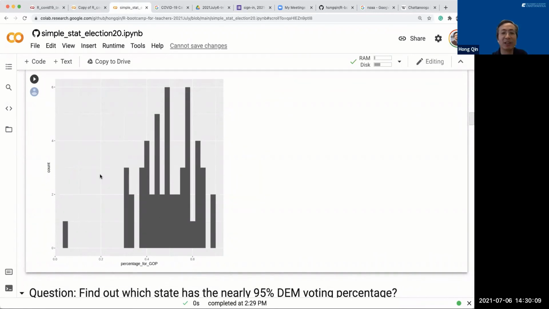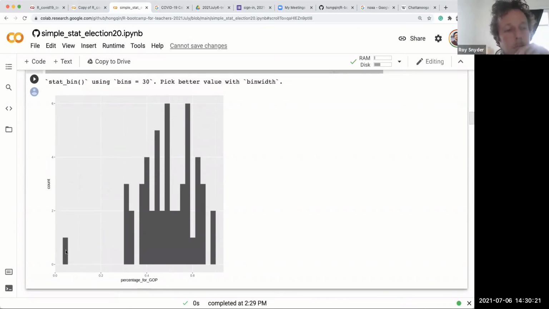Anyone have a guess of that? There's one state with just 5% of votes going for GOP. Which is that state?